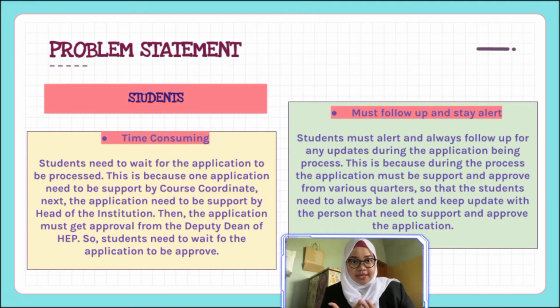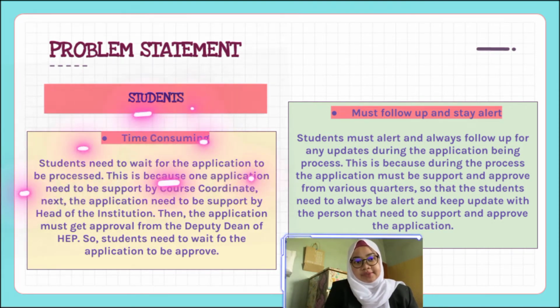Well, what are the problem statements? There are 2 kinds of problem statements, which were time-consuming and also it will make it hard for students to keep on updating their status and getting approval from the upper level management. The two types of problems stated were time consuming and students that need to update their application process status and need to be alert of any incoming emails or any updates.